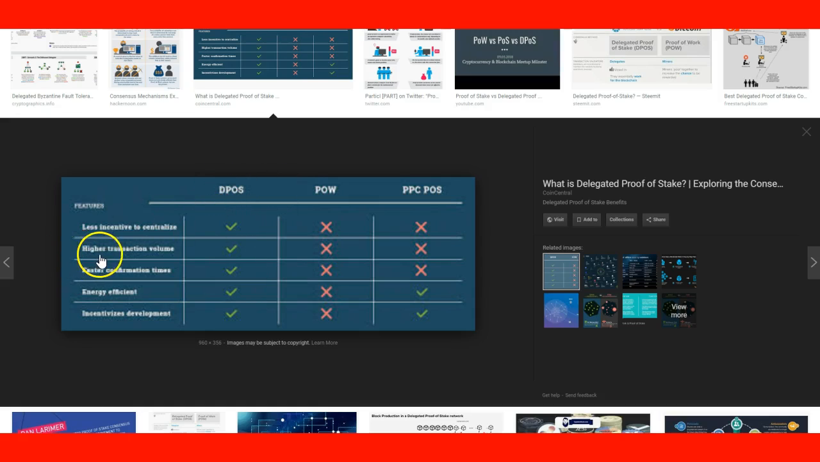The next feature is highest transaction volume.